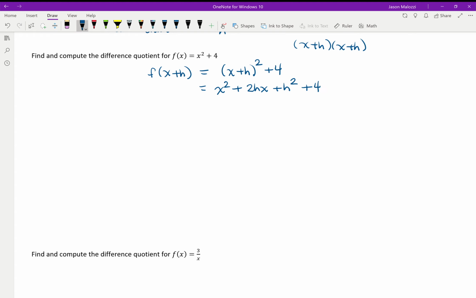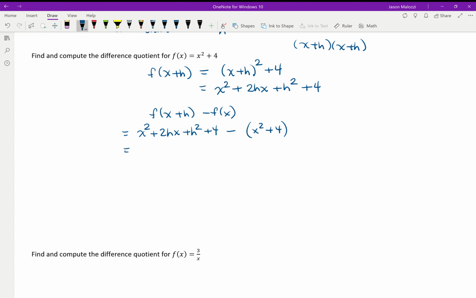And then that's what we end up with there. There's really nothing more to do there. So I'm now going to jump right to f of x plus h minus f of x. And that is, well, I'm going to write it down here: x squared plus 2hx plus h squared plus 4 minus, now f of x was x squared plus 4. So again, I have to make sure that I put that in parentheses.